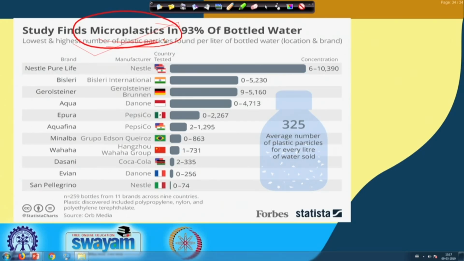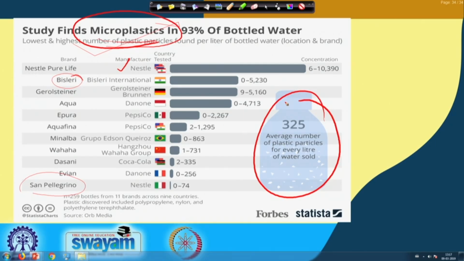Nestle Pure Life, which is sold in many countries, has been tested. In India, Bisleri was tested as well and found to have microplastics. In Germany and other countries, brands like PepsiCo's Aquafina, Aqua, Minalba, Wahaha, Dasani, which is a Coca-Cola brand, Evian, and San Pellegrino, which is again a Nestle brand, were tested. As you can see, many of these bottles were found to have plastic, with an average of 325 plastic particles for every liter of water sold.